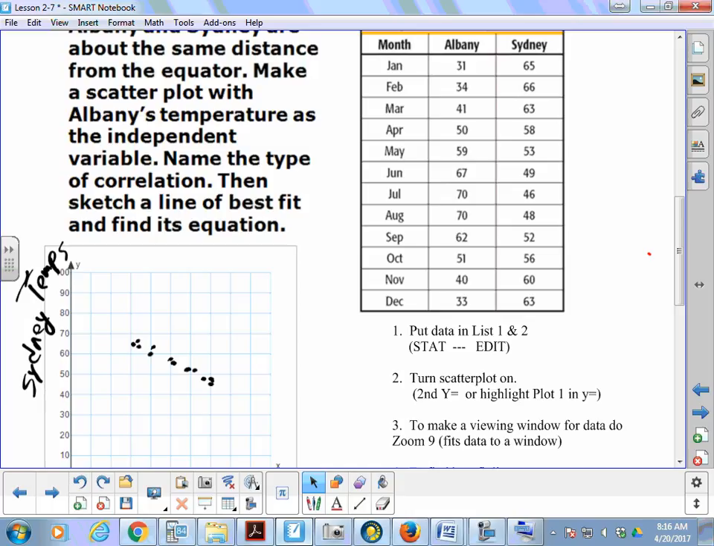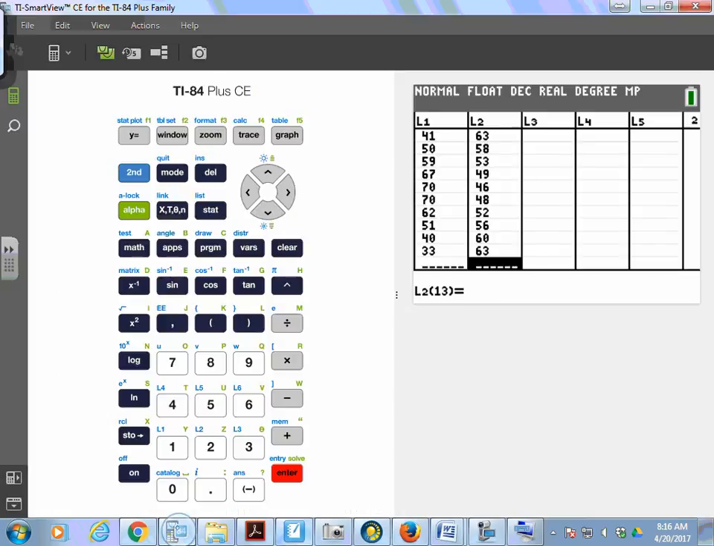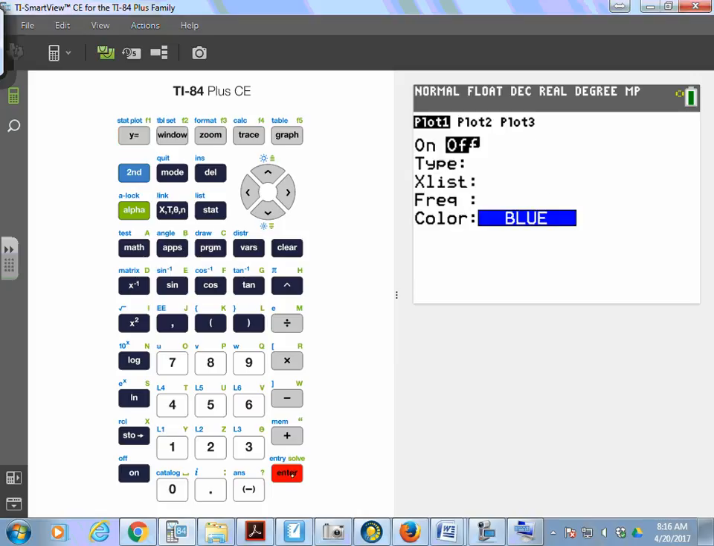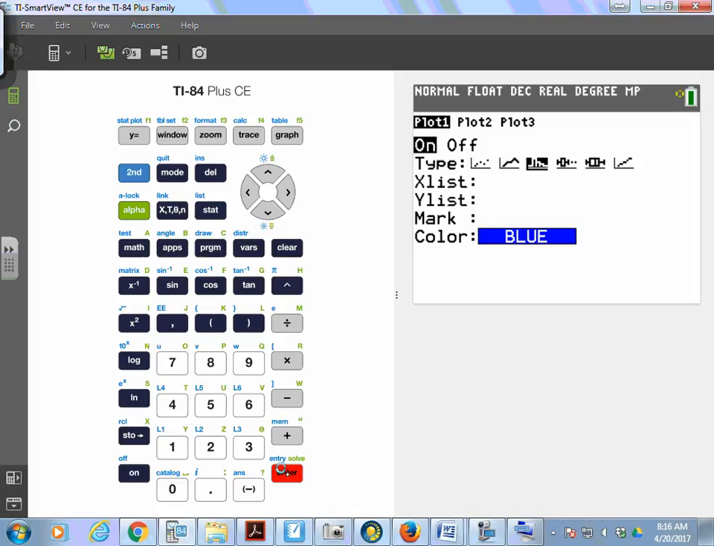To make the scatter plot, we want to turn it on first of all, so we go to second Y equals. Second Y equals goes to our plots, and we want to make this a scatter plot. First of all, we're going to turn it on, so make sure that On is highlighted. And then the first one is the scatter plot.